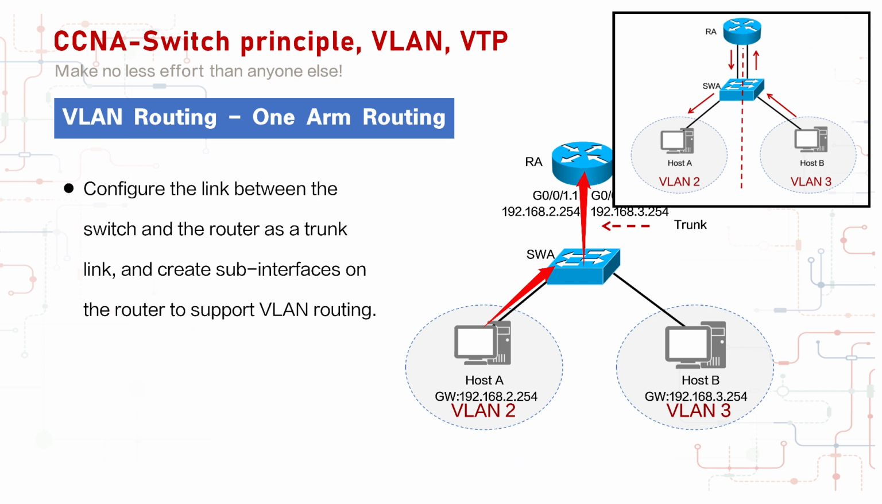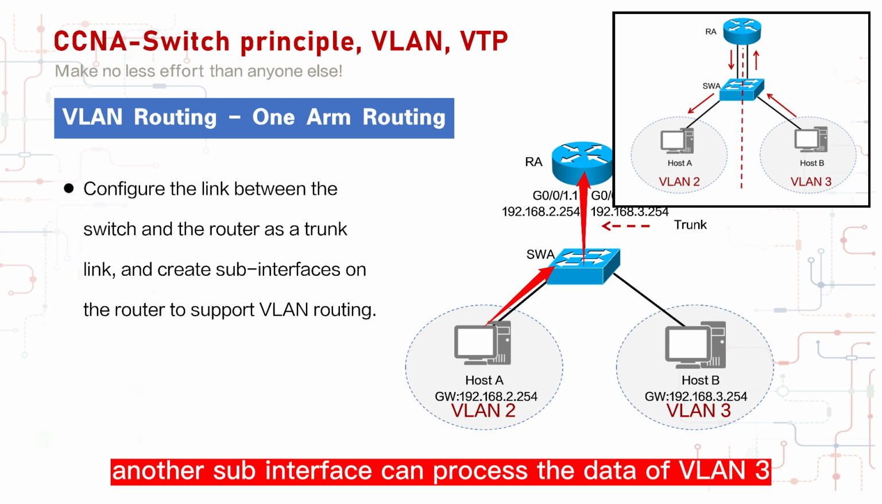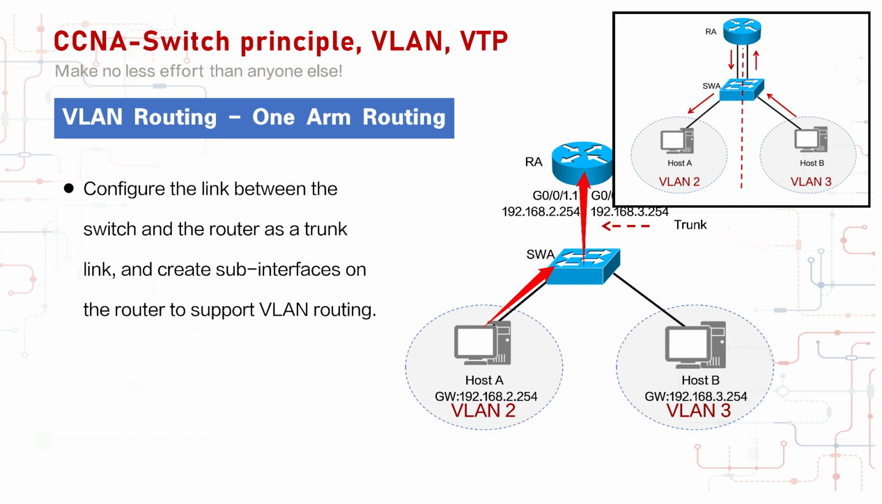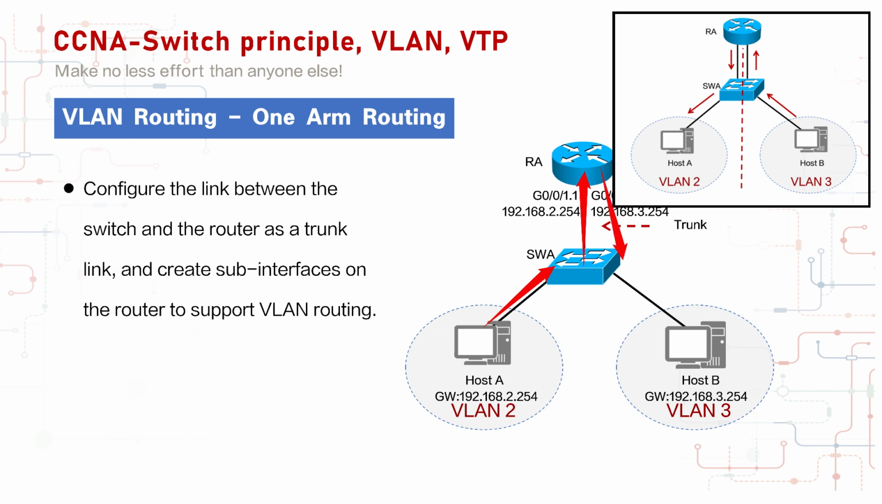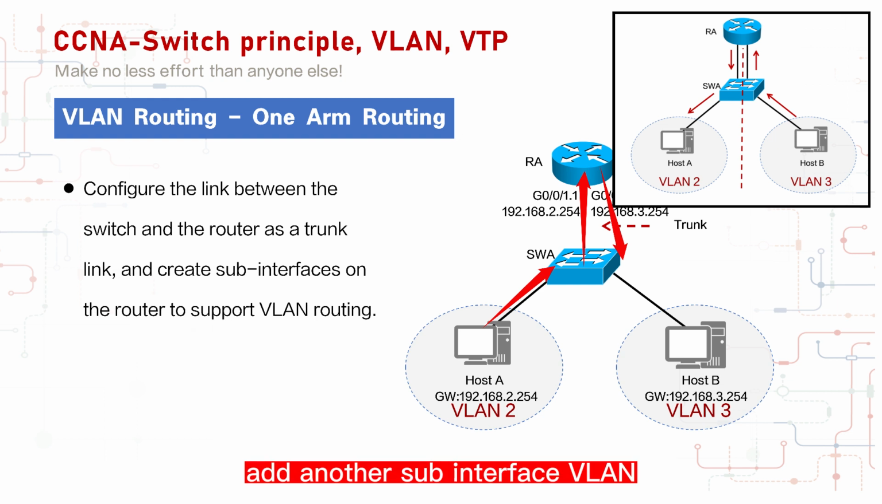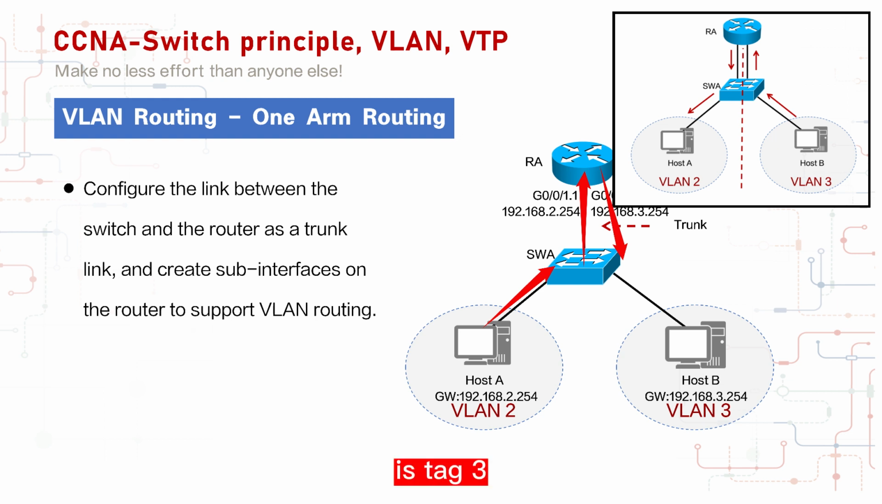Simultaneously, another subinterface can process the data of VLAN 3. That is, it now looks up the table. It now goes from segment 2.0 to segment 3.0. After checking, the local is a direct route, so it comes out from another subinterface. When it comes out, the other subinterface adds VLAN tag 3. Then it sends.